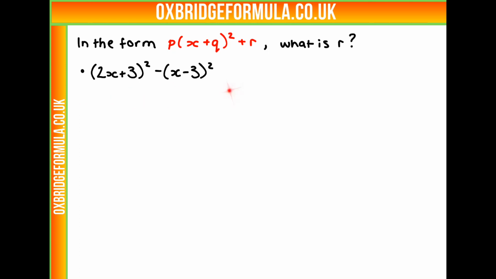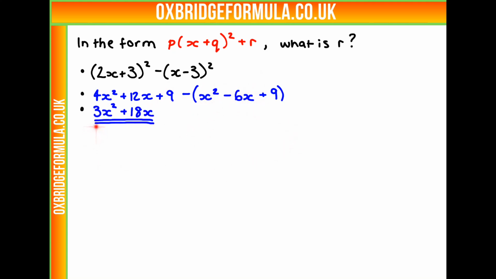Well, let's first expand out these brackets. So we've got 4x² + 12x + 9, take away x² − 6x + 9. And we can simplify that down to 3x² + 18x. We're taking 1x² away from there, adding 6x to there, and taking away 9 to get 0. So that's our simplified equation.